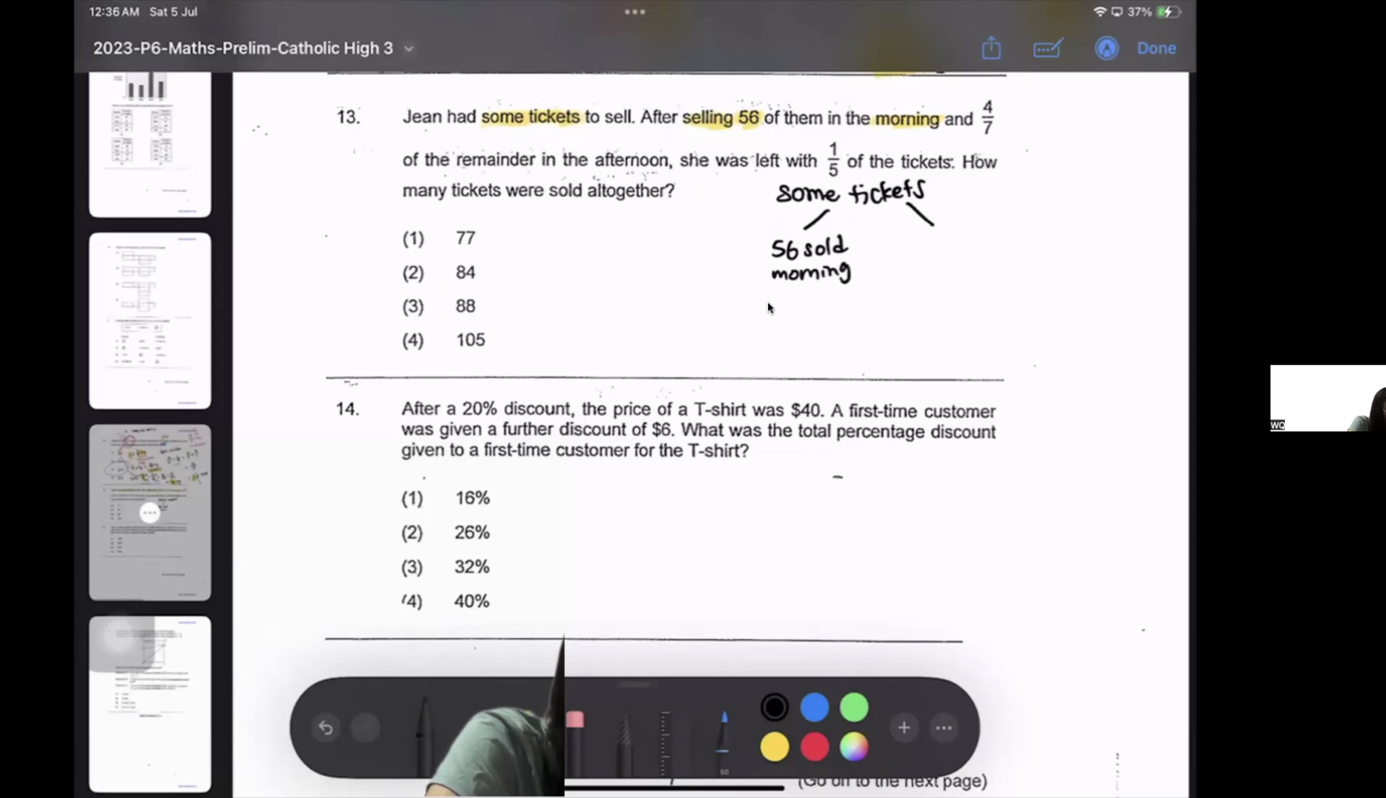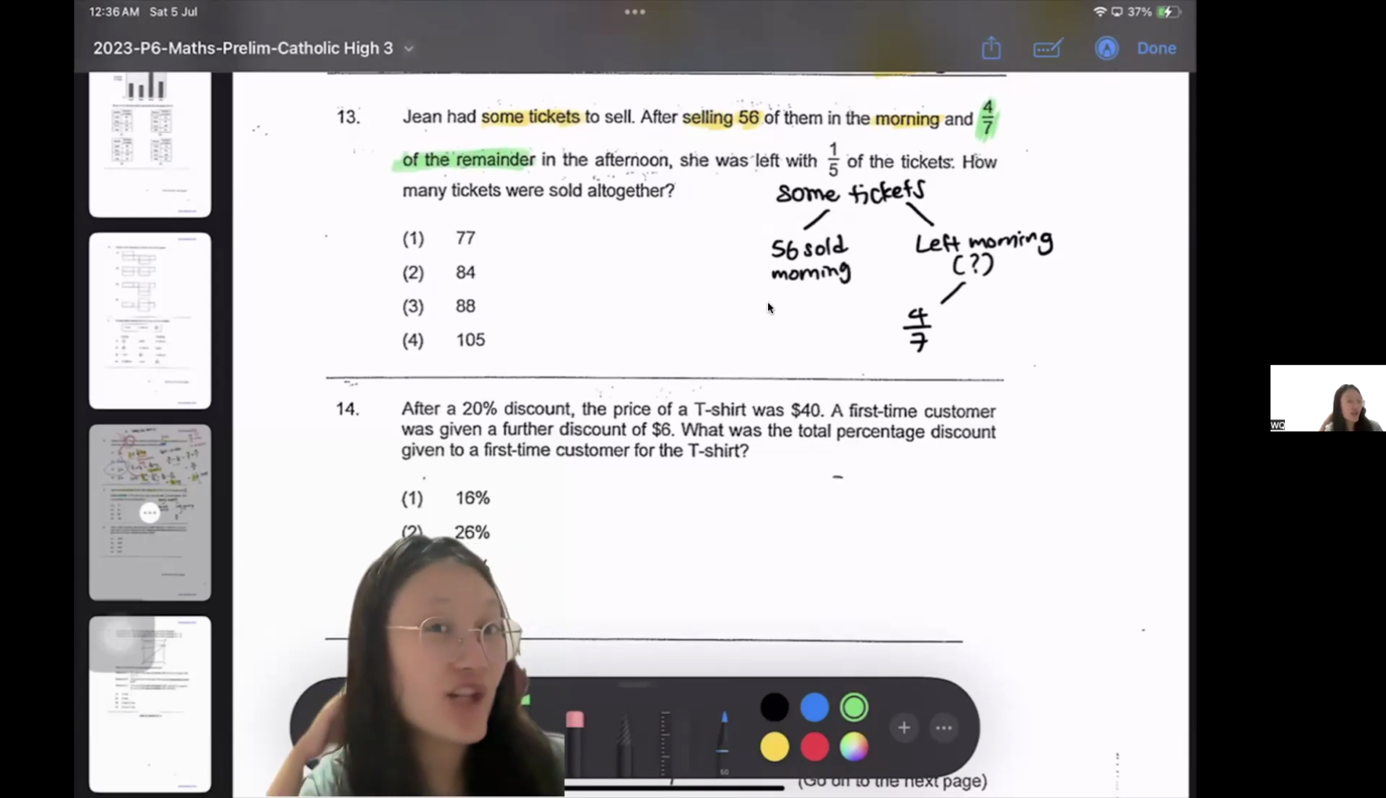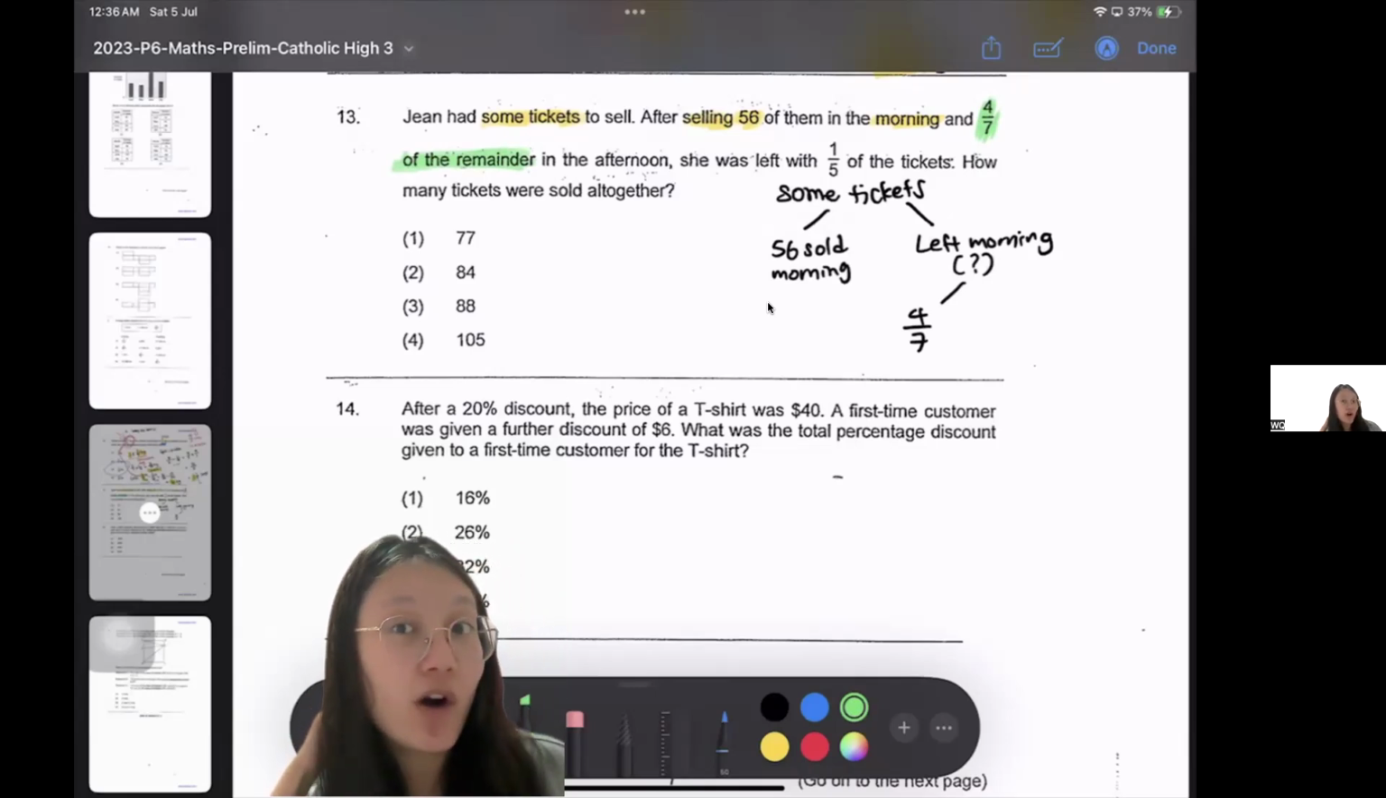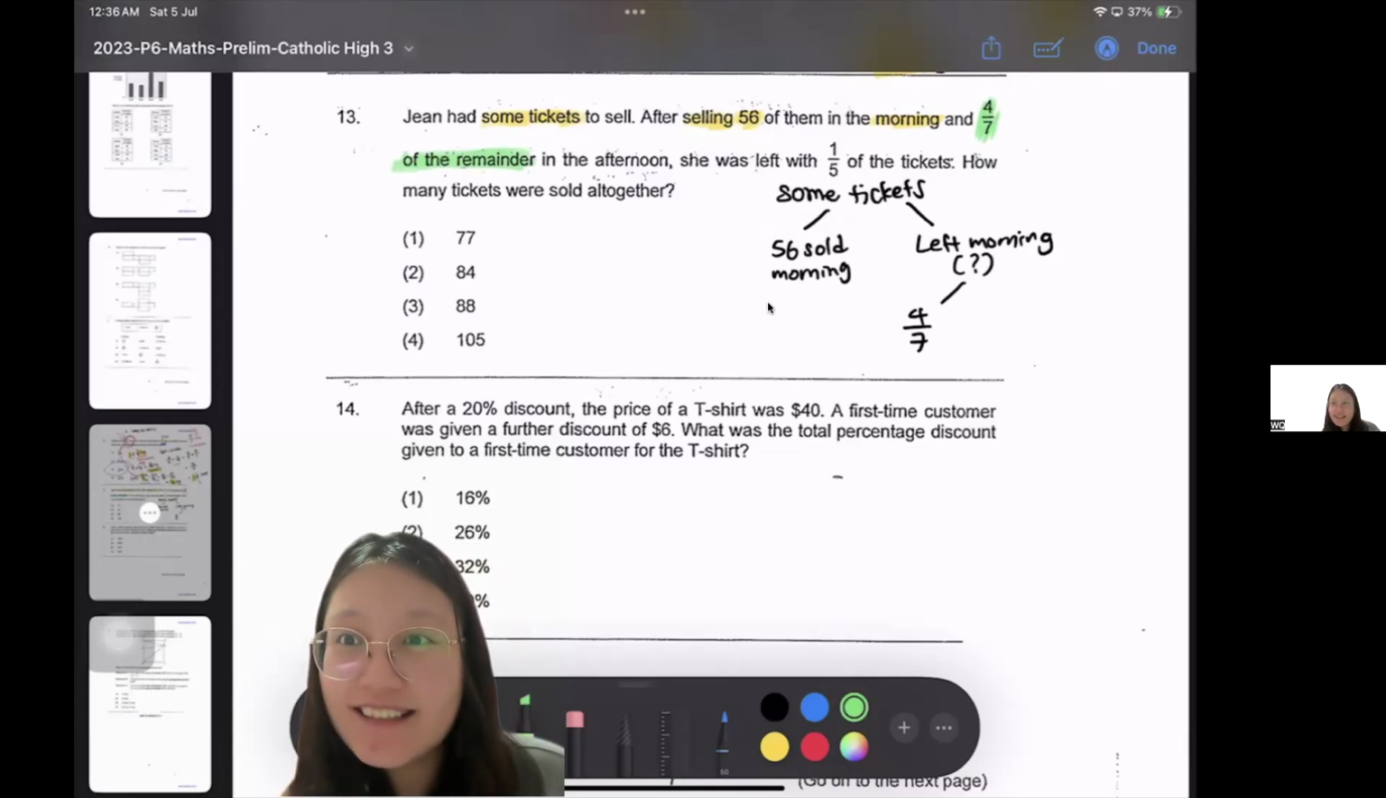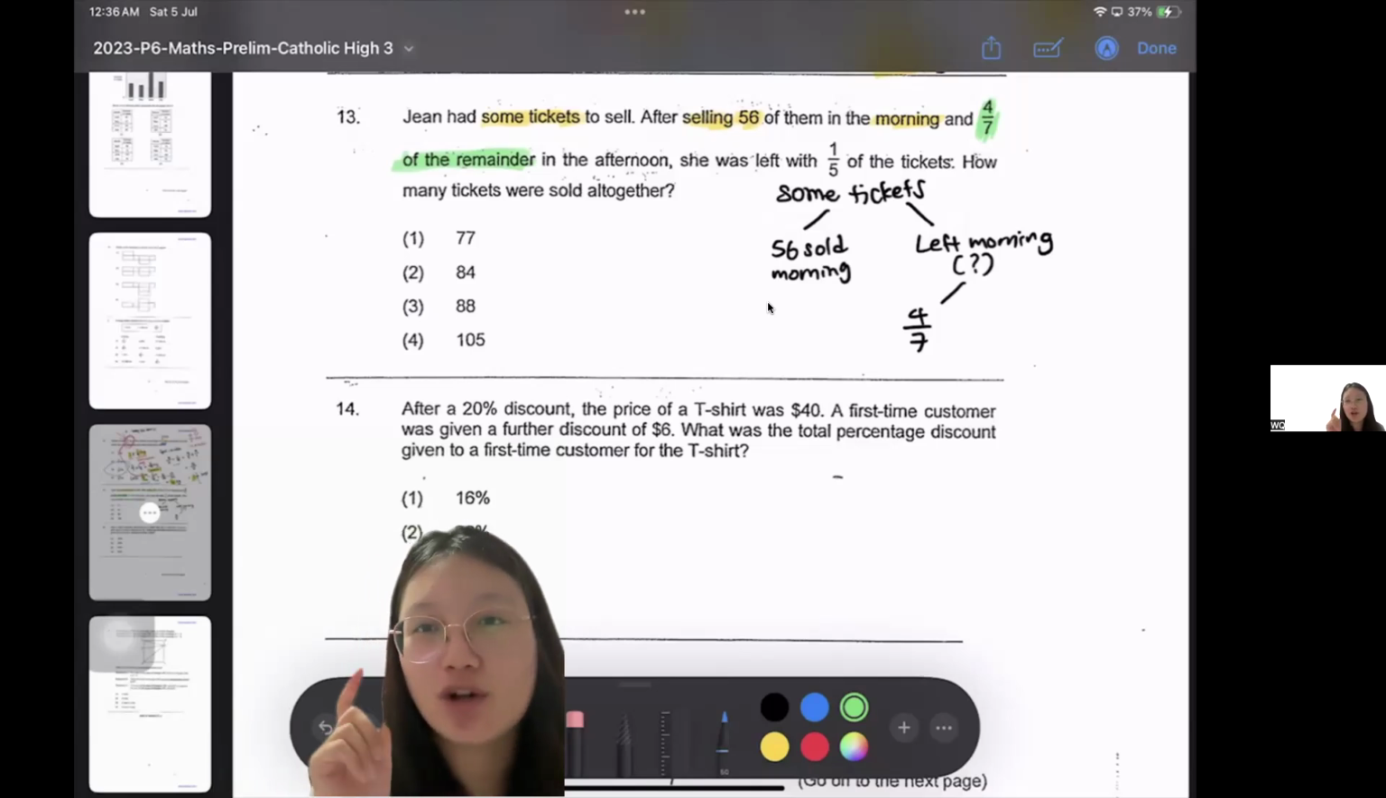And you don't know how many she's left with in the morning. Left morning, you don't know. But you know that she sold 4/7 of that. 4/7 of the remaining, which is the left. 4/7 of the remainder. So remember, anytime you see a fraction of the remainder, like 4/7 of the remainder, you need to draw the branch.